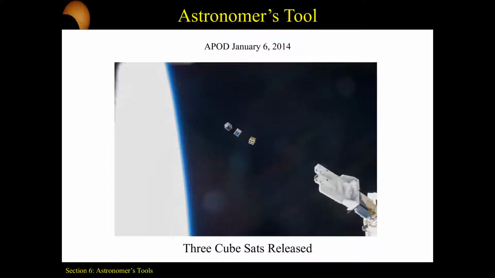Hello and welcome to Section 6, where we'll talk about all the tools that astronomers use to study the universe. In this awesome picture here, we're looking at 3 CubeSats being launched. A CubeSat is just an experiment entirely contained in a single cube. These are very popular devices nowadays to have a contained experiment. So with that, let's go ahead and jump over to our questions.